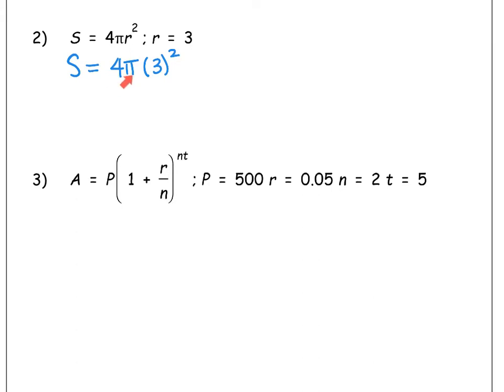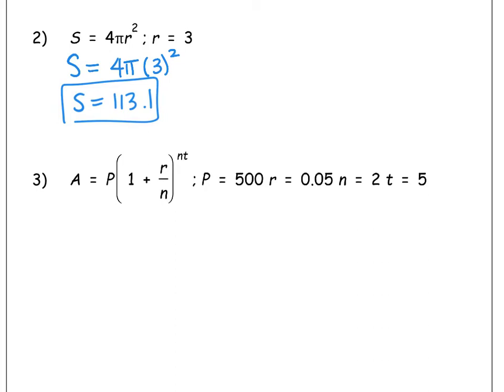You should have a pi button on your calculator. So 4 pi bracket 3 bracket squared. You may have to do the order of operations. So you may need to do 3 squared first and then multiply by 4 and by pi. So you just need to kind of get to know your calculator. So figure out how you need to plug that in, but you should get an S value of 113.1.